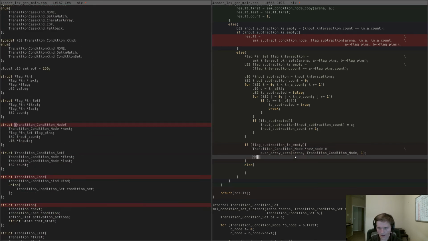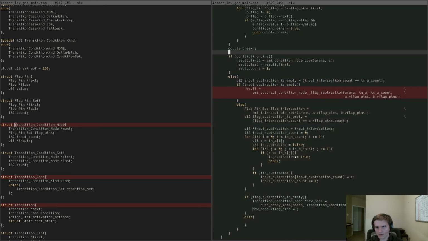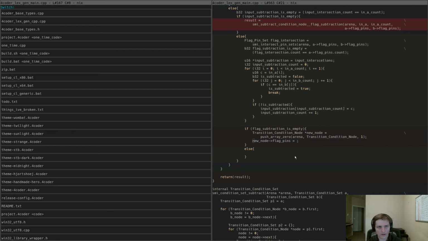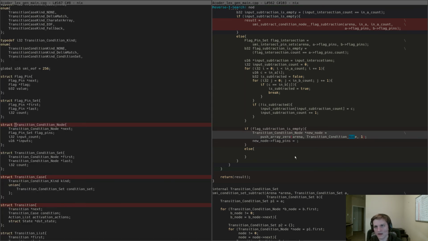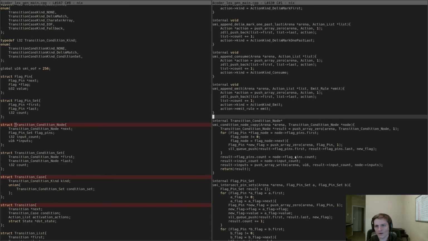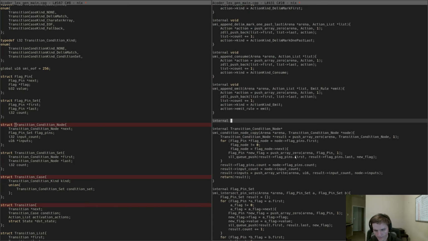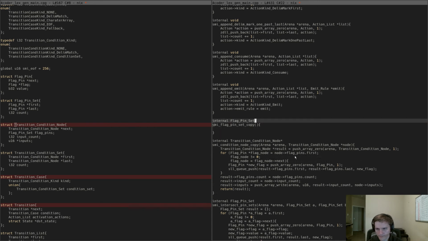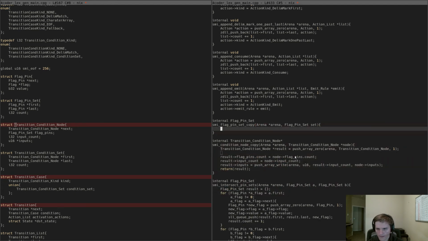Thank you. So the new node flag pins can just be a copy. Do I have a flag pin copier? I'm not sure that I have a way to copy flag pins. So I guess the point is the subtraction is empty, so we are going to be... I do have a way to copy subtract. That's right. Node copy. Right? So what I actually need here is flag pin set, SMI flag pin set copy. This looks like this. Arena. Looks like that.